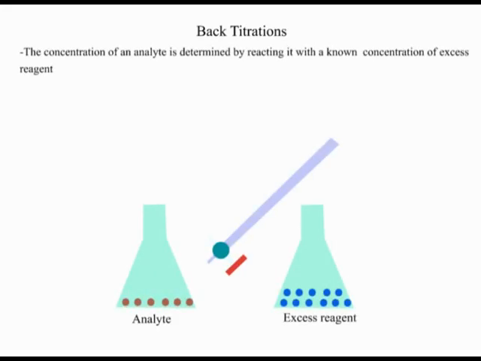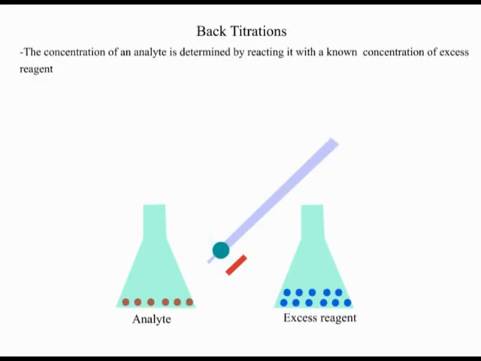The next type of titration is back titration. A back titration is a titration method where the concentration of an analyte is determined by reacting it with the known concentration of excess reagent. You can think of a back titration as a normal titration done in reverse. It is also called an indirect titration.